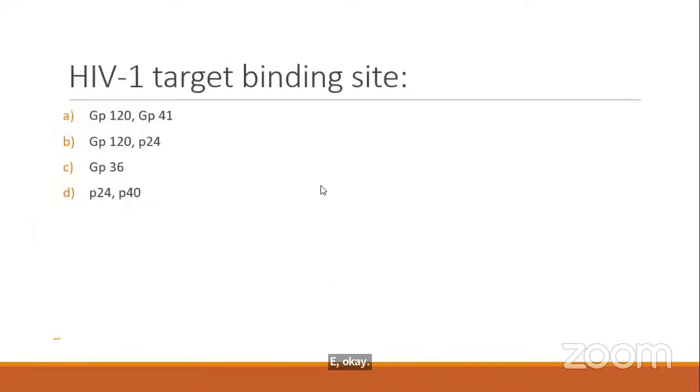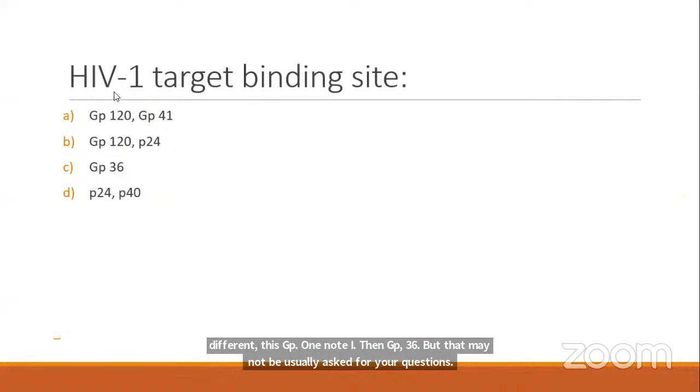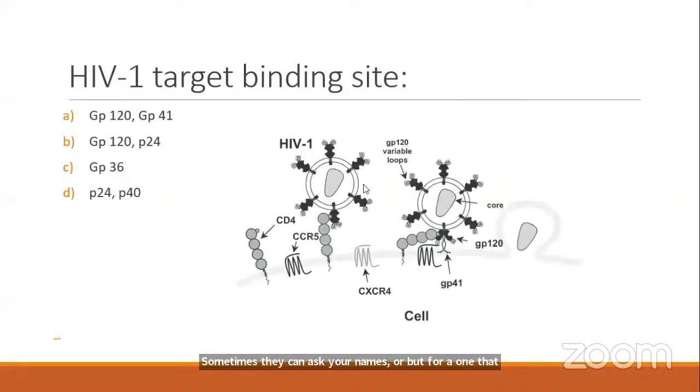So HIV-1 target binding site is which among the following? Yes, it is GP120, that is glycoprotein 120 and 41. Remember this, the question is HIV-1. If it is HIV-2, it is different. It is GP105 and GP36, but that may not usually be asked. Sometimes they can ask in names. But for HIV-1, the target binding site is glycoprotein 120 and glycoprotein 41, using the co-receptors, that is CCR5 and CXCR4.